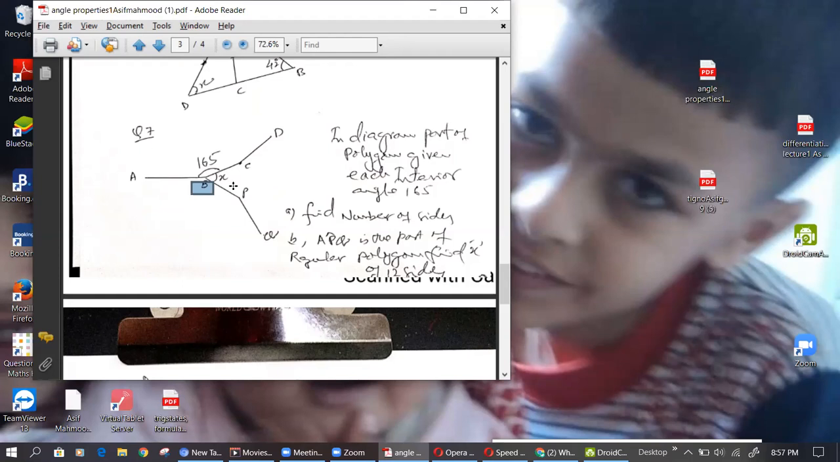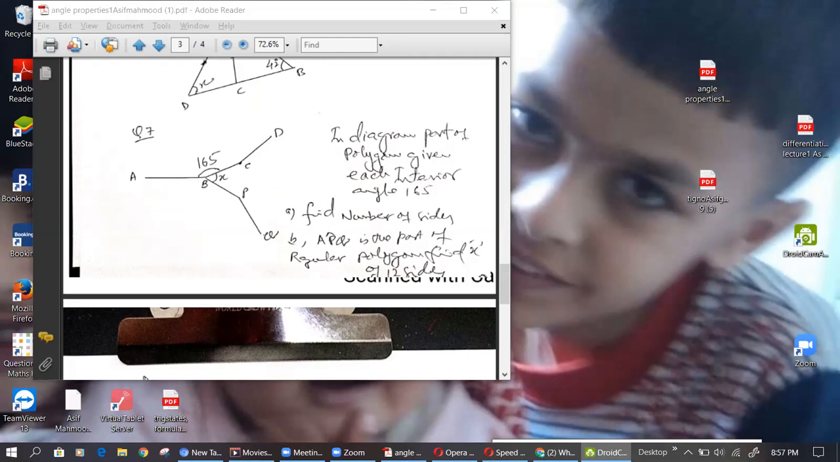So B is 150. 165. Then 45. How did you get it? 165 plus 150 equals 315. So 360 minus 315 is 45. Yes.